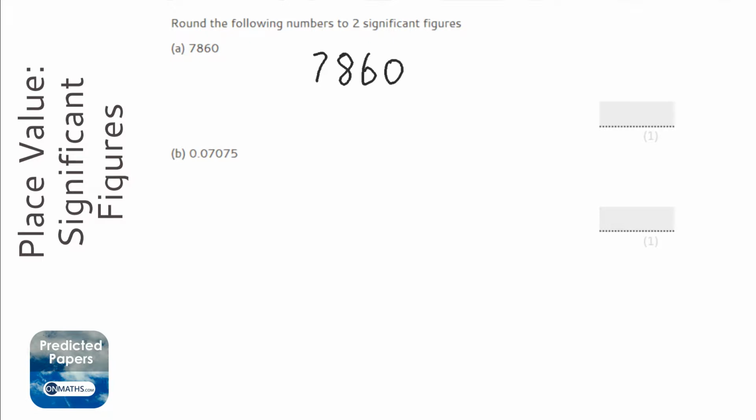Okay, now with significant figures, these are different to decimal places because you don't start counting the decimal point. You start counting at the start of the number, which is here. So, two significant figures, we do 1 and then 2 jumps. So, we want to make sure that we put the line down after the 8, which is there.